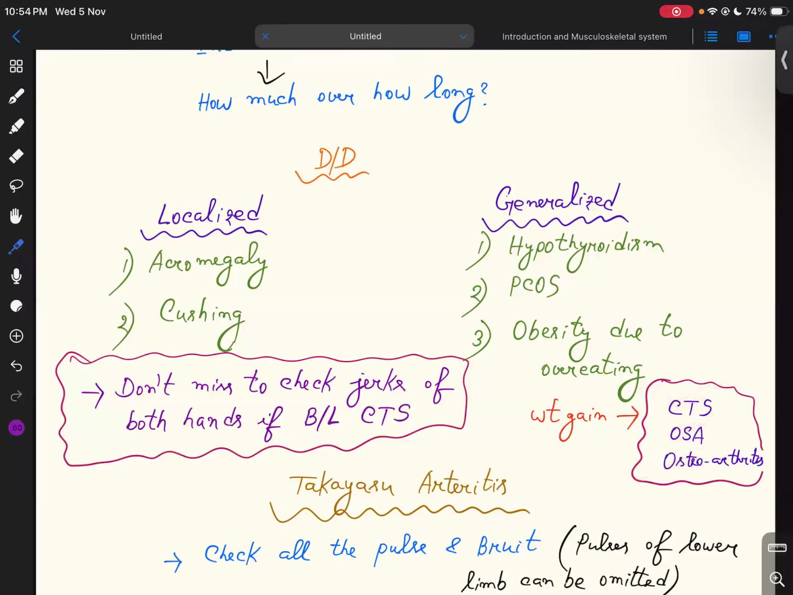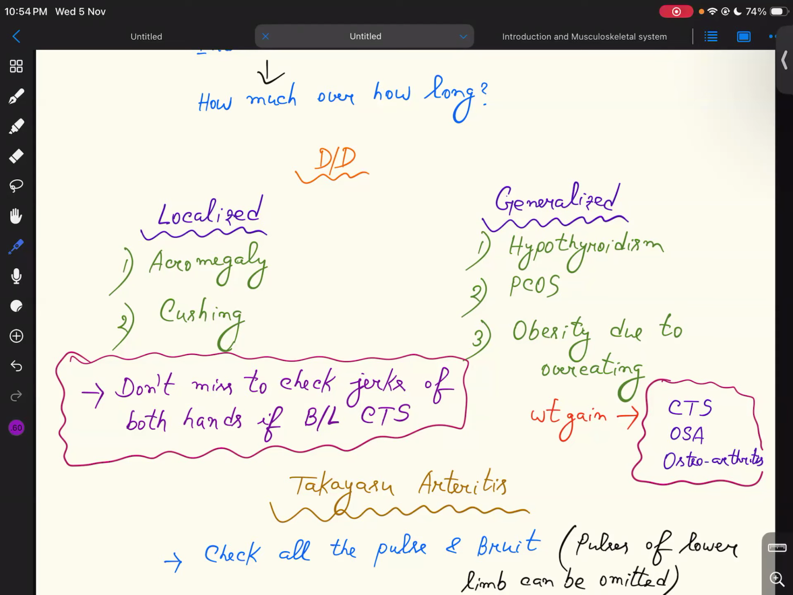And these are the simple things that many candidates miss, and they lose marks. It is not that the candidate cannot make the diagnosis. Most of the candidates can make the diagnosis at the exam center, but they lose marks in small sections. So these are the small sections.